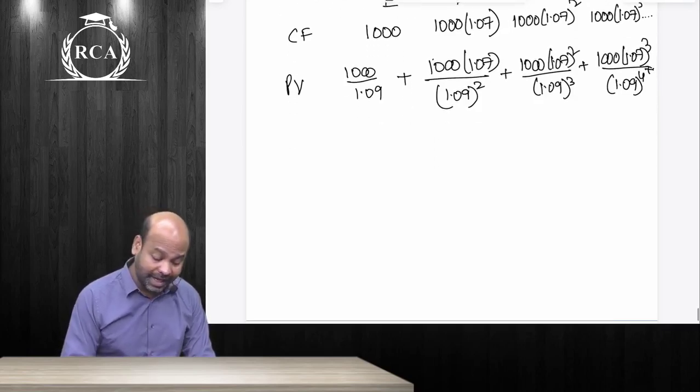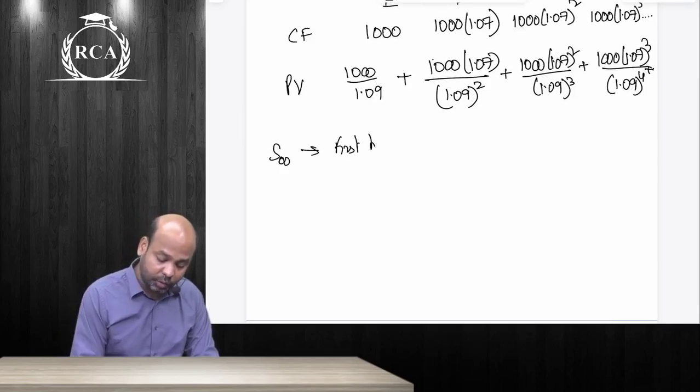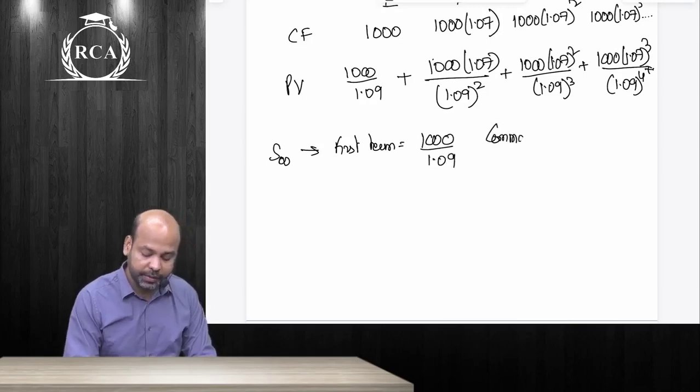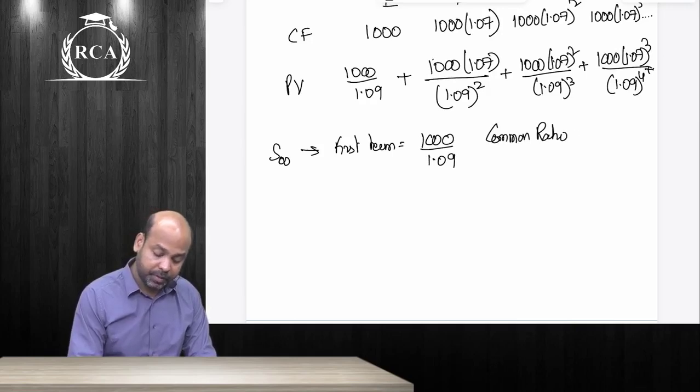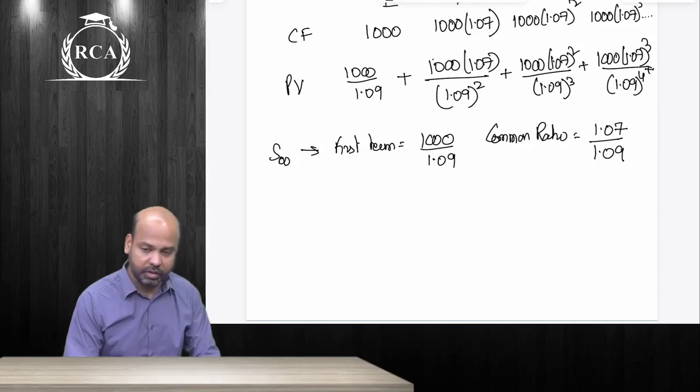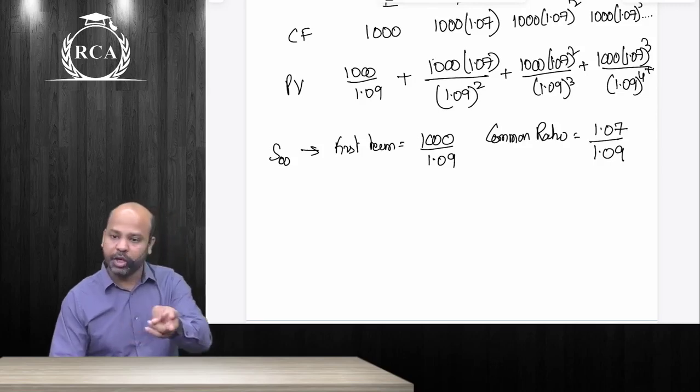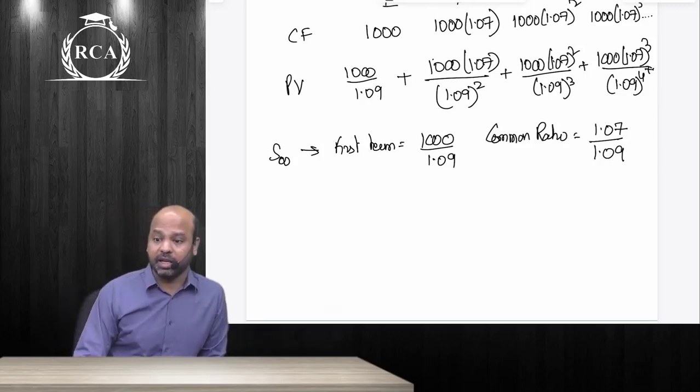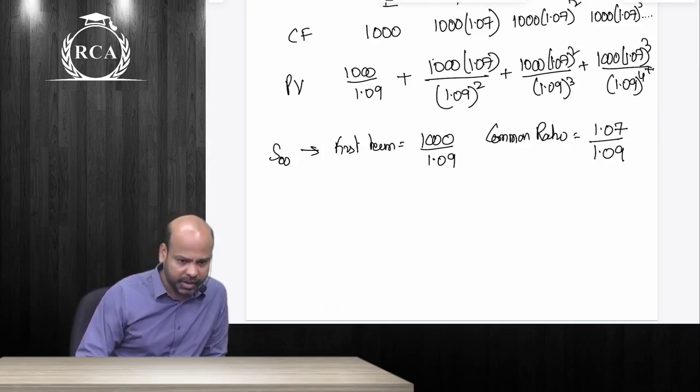This is again in geometric progression. The first term is what here? 1000 divided by 1.09. How much is the common ratio? 1.07 divided by 1.09. Common ratio is the ratio of any two consecutive terms. Second term divided by first term. Third term divided by second term.